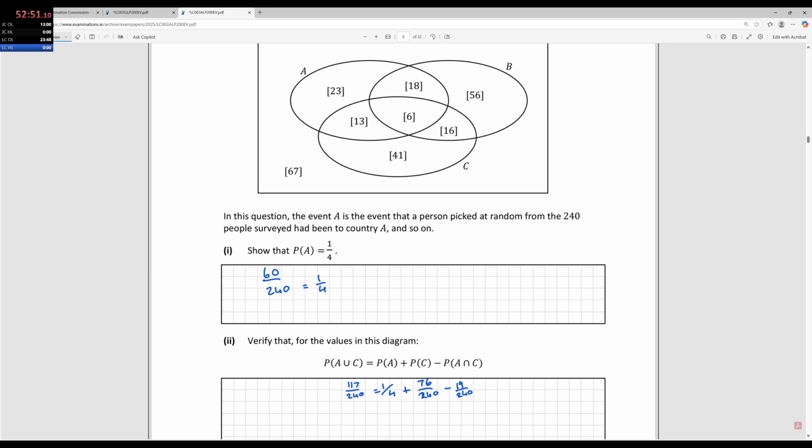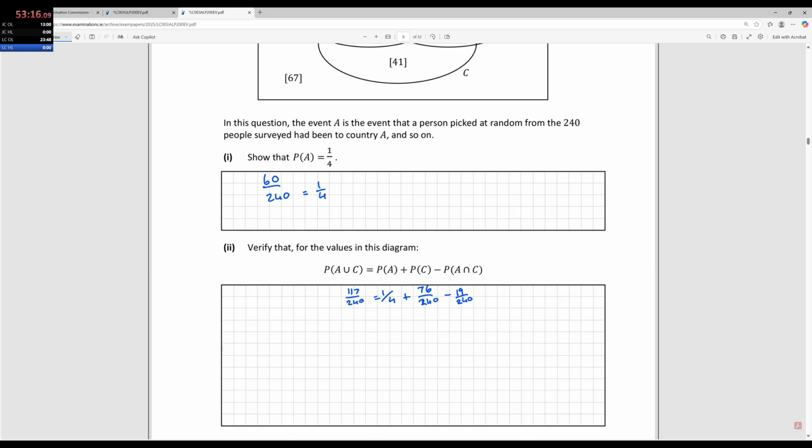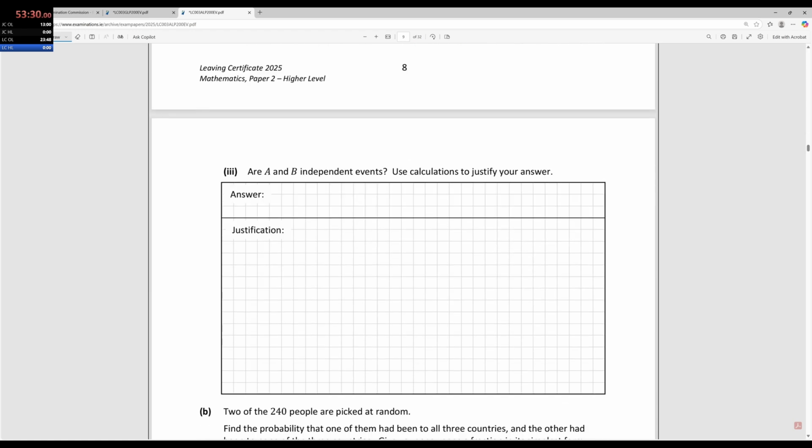I've done something wrong there, I think. Let me just check. I think I've added something wrong. 1 over 4 plus 76 over 240 minus 19 over 240 is 39 over 80. Oh, no, it's fine. The other one's also 39 over 80. It didn't look right to me. 136, because that's 60. If we had 76 and 60. Oh, okay. No, it's actually fine. Okay.